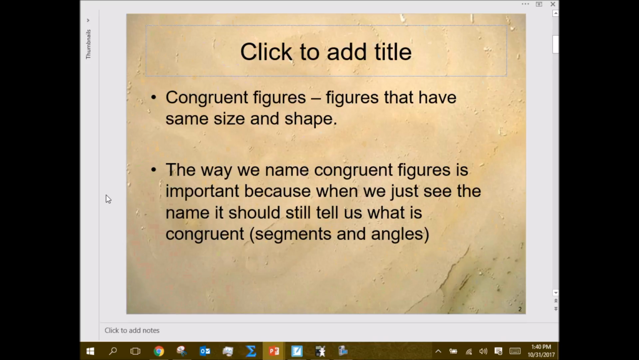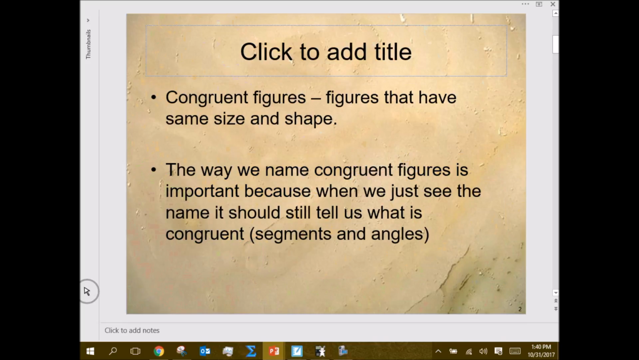All right. The number one component to what we talk about today and how we deal with this stuff is this second bullet here, and it says the way we name congruent figures is going to be extremely important. The name should tell you everything that you need to know. The way you write congruencies with shapes tells you everything that a picture would tell you.